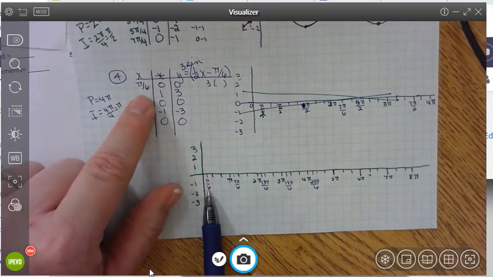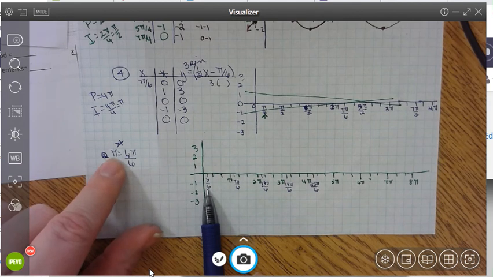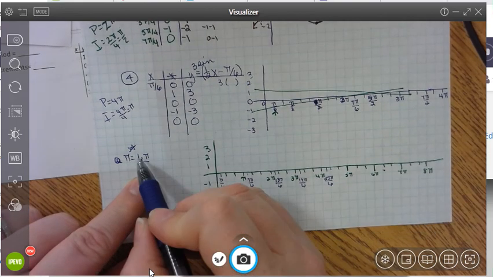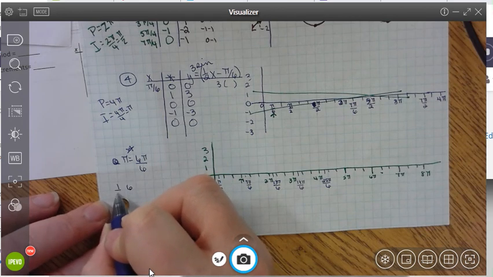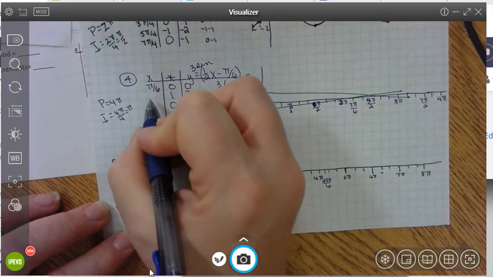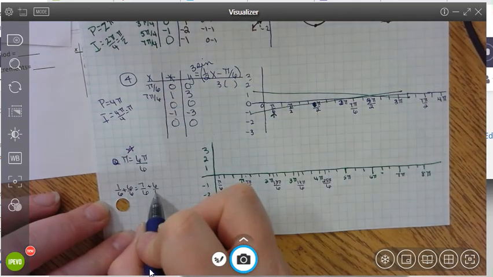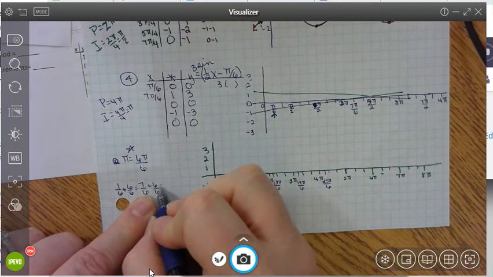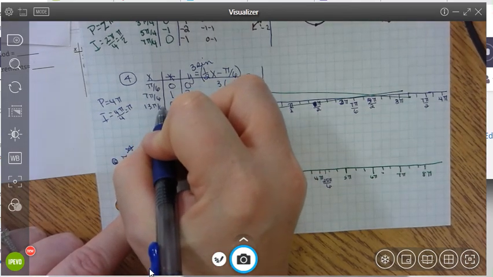This is pi over 6 because it's what I had to start with, but I have to add pi to every single one. And pi is the same thing as 6 pi over 6. So if you need to, start with your 1 over 6 plus 6 over 6, which is 7 over 6. So that's why this is 7 pi over 6. And then I added 6 over 6 again to get me to the next one. Well, 7 plus 6 is 13. So this is 13 pi over 6.